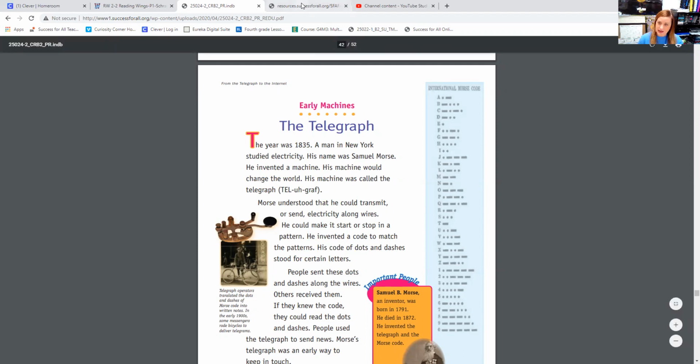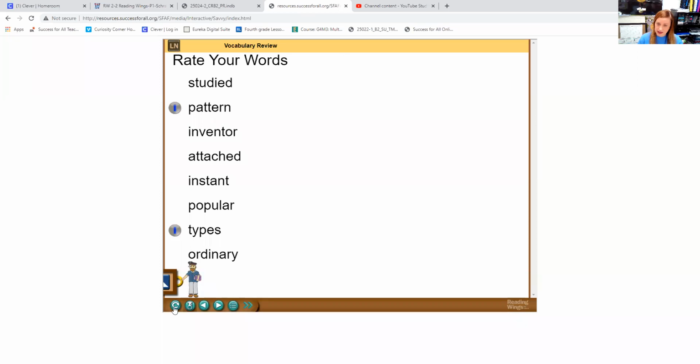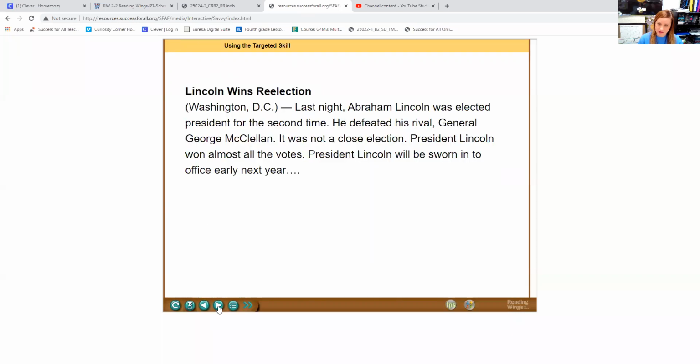Okay, let's look at this right here. Oops, this one. Lincoln wins re-election. It says Washington, D.C. Last night, Abraham Lincoln was elected president for the second time. He defeated his rival, General George McClellan. It was not a close election. President Lincoln won almost all the votes. President Lincoln will be sworn into office early the next year.